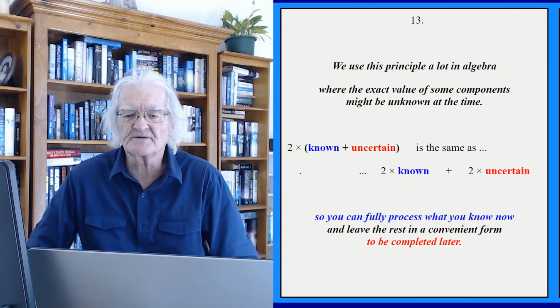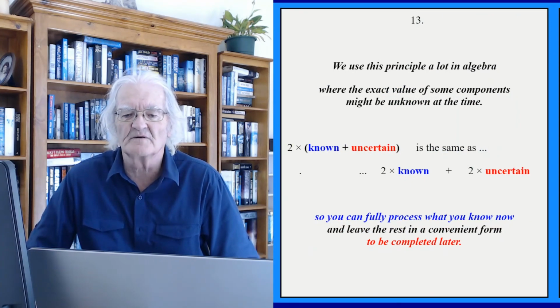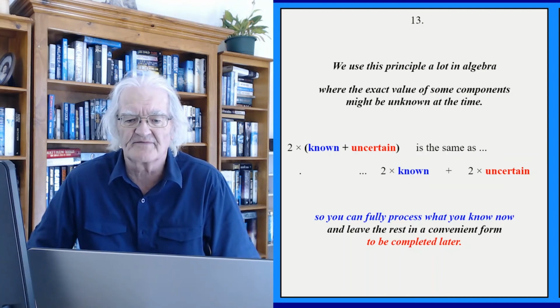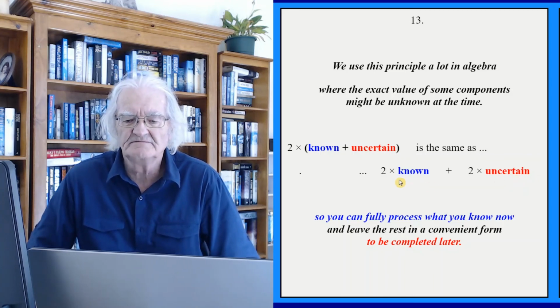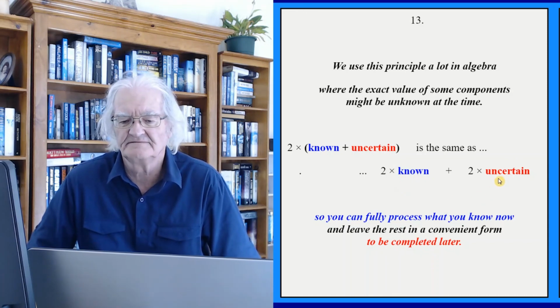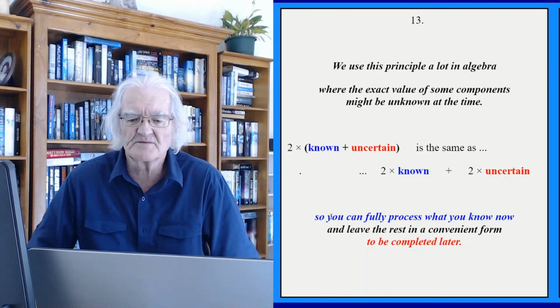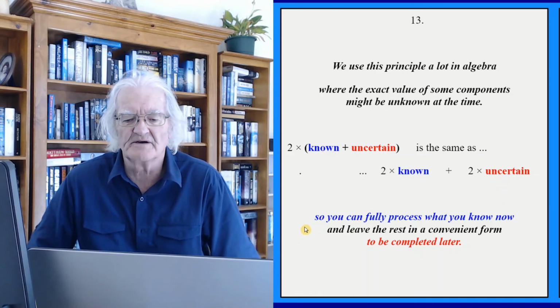We use this principle a lot in algebra, where the exact value of some components might be unknown at the time. So 2 times something made up of a known and an uncertain component is the same as 2 times the known and 2 times the uncertain. So we can process this and leave this to be completed later. So in algebra, fully process what you know now and leave the rest in a convenient form to be completed later.